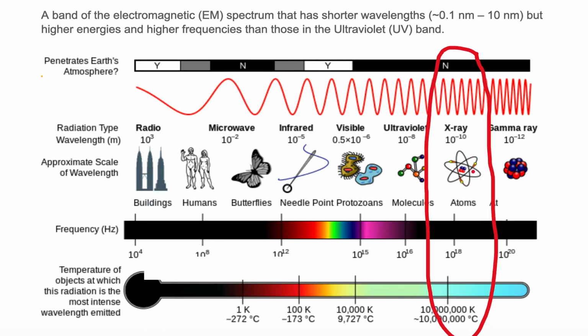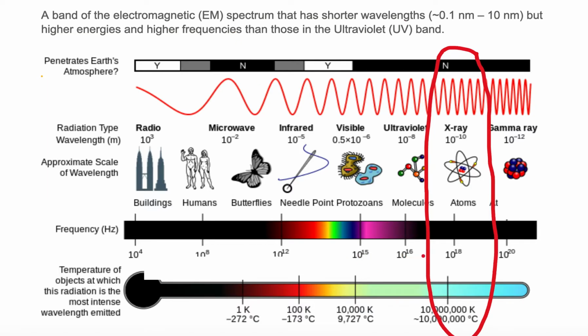And in fact, you could take an atom and put it right in between the peak to peak length of the wave. It is that small. It is much smaller than that of a molecule, which is the representative wavelength between the peak to peak in the ultraviolet. So the X-ray band has shorter wavelengths and it has higher frequencies.